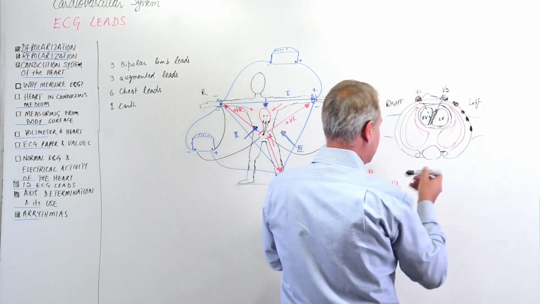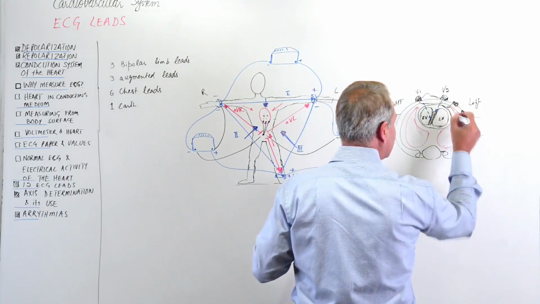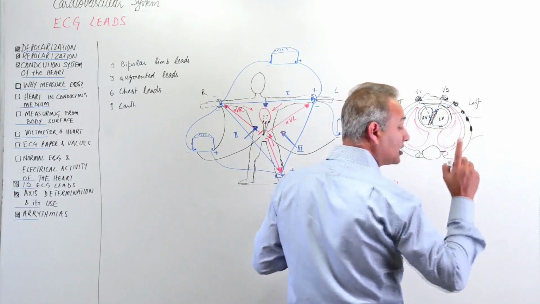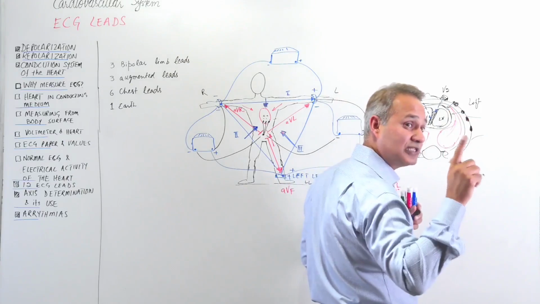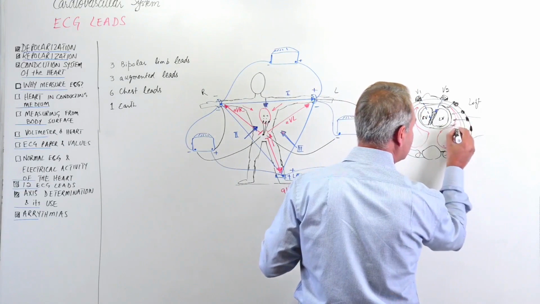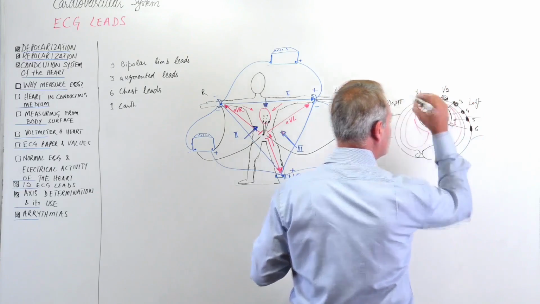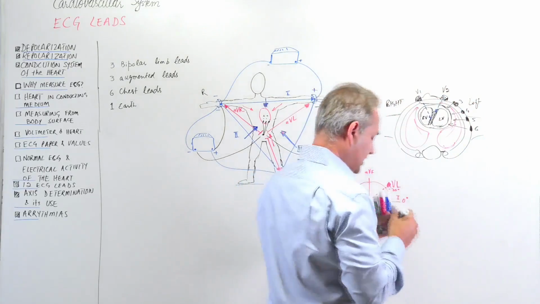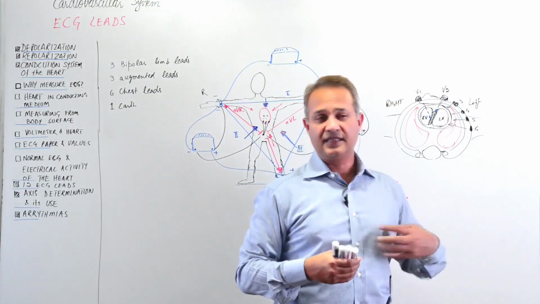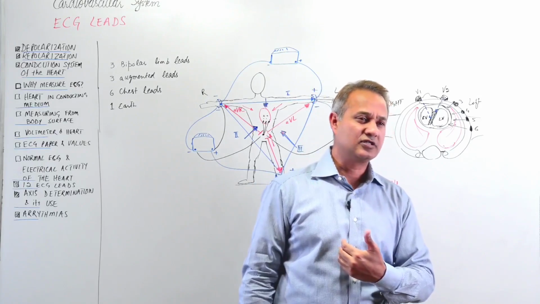V3 is looking at the anterior surface of the heart. V4 is looking at anterolateral, not the septolateral or anteroseptal. This is anterolateral. And V5 and 6 are looking at the lateral. So V6, 5, 4, 3, 2 and 1. So we actually are looking at all the left side and the left ventricle and the septum and the anterior surface. Why not the right ventricle?